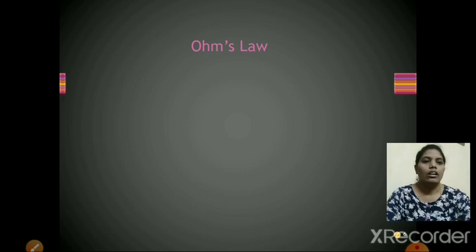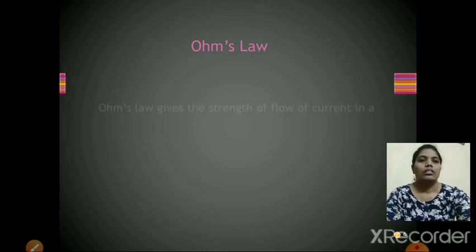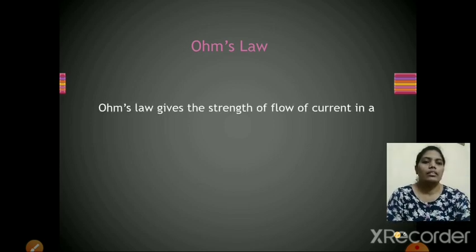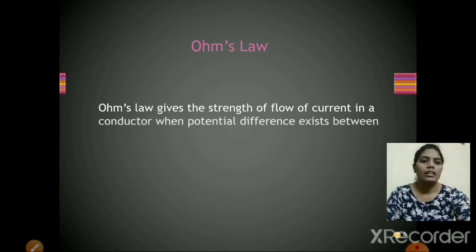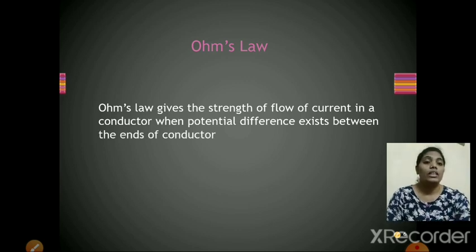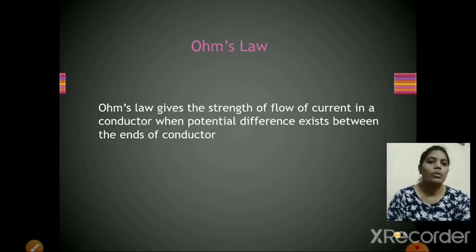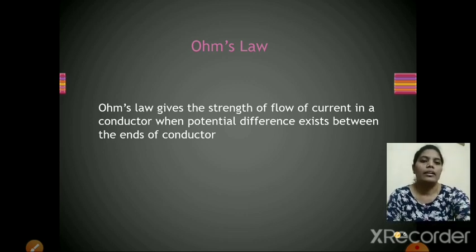Now, what is Ohm's law? Now, it was given by Ohm. According to Ohm's law, it gives the strength of flow of current in a conductor when potential difference exists between the ends of the conductor. Now, when can we see this Ohm's law? When there is potential difference across the ends of a conductor in which there is flow of current.